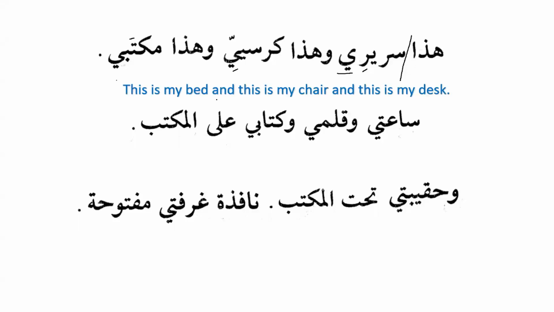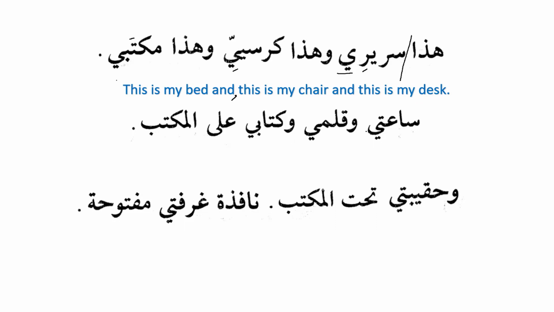Wa hada kursiyi. It was kursiyun, and after that we add ya al-mutakallim. So it will be hada kursiyi wa hada maktabi, and this is my desk. This is my bed, and this is my chair, and this is my desk. Also in English, there is no need to say and. So we can also say this is my bed, comma, this is my chair, and this is my desk.